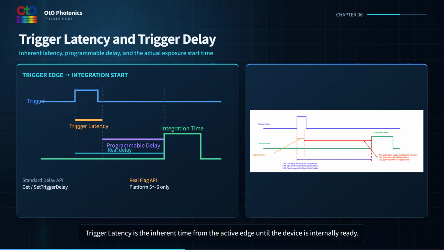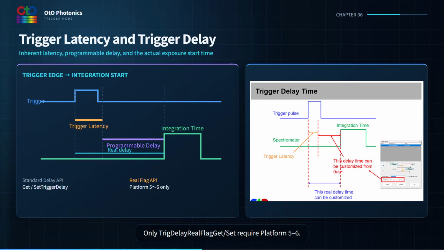After an external trigger arrives, the sensor does not start exposure with absolutely zero delay. The fixed time from the selected trigger edge until the device completes its internal processing is called trigger latency. The value can vary with the platform, sensor, readout frequency, and pixel count. The user can also add a programmable trigger delay so that integration time starts at the required moment.